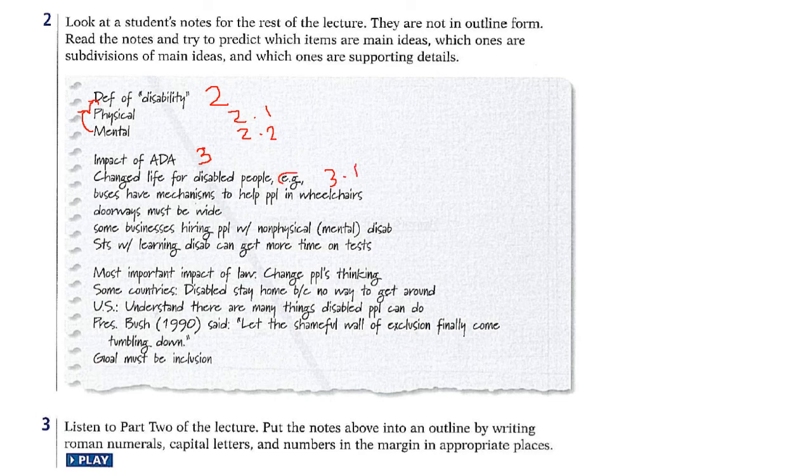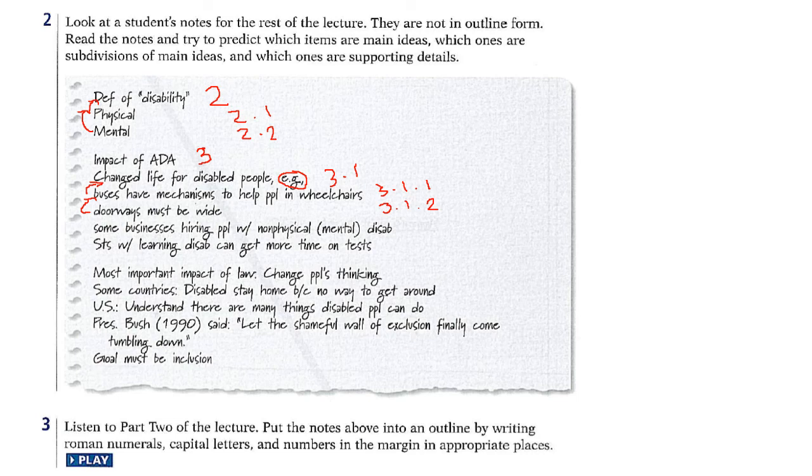And then it gave an example. So this would be 3.1.1 because this is an example of how it changed life for disabled people. And the doorways being wide is also an example of changing life for disabled people. So I gave it 3.1.2.